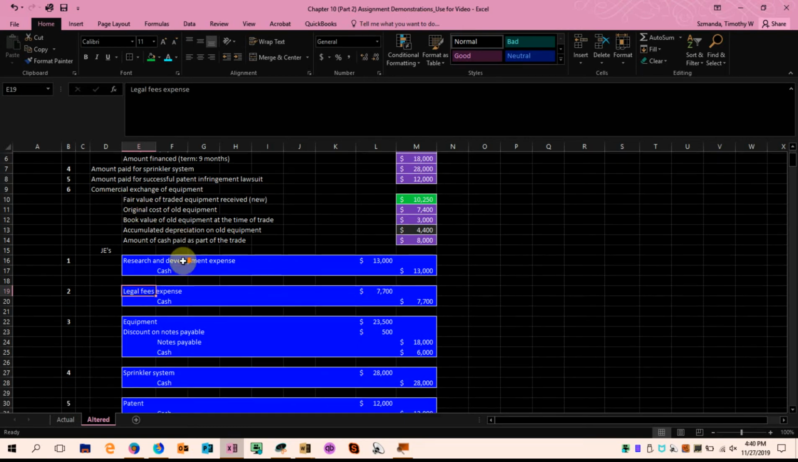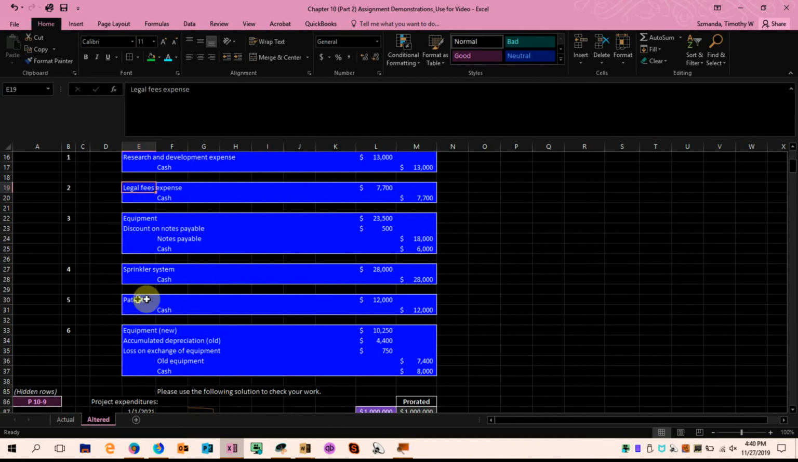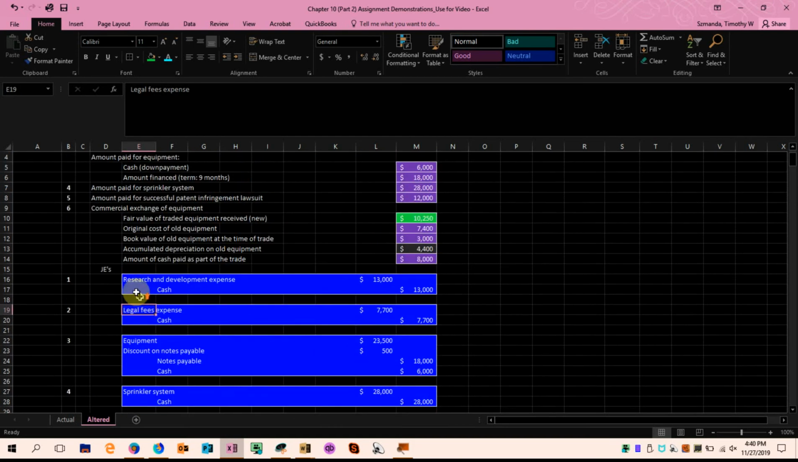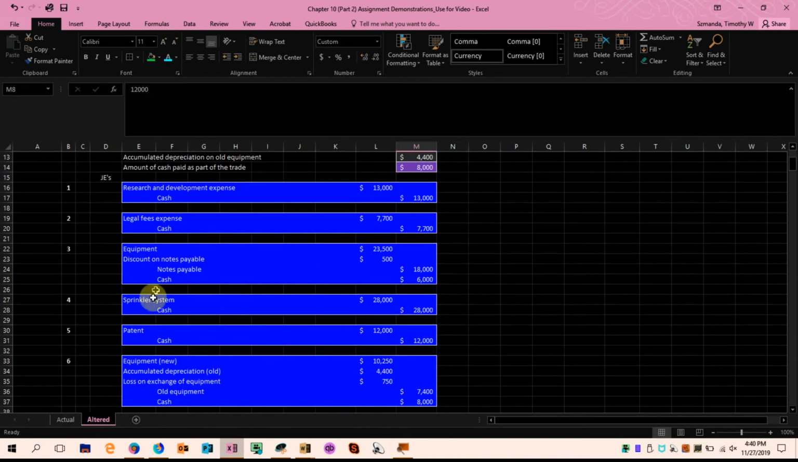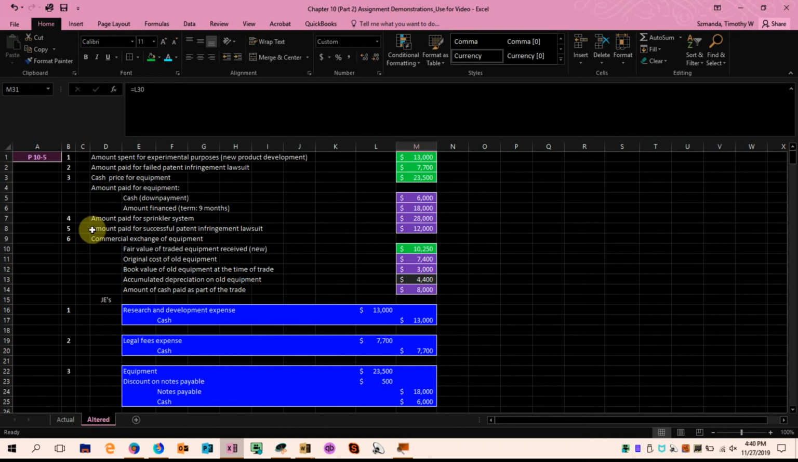Jumping down to number 5 for a minute. Here we have the same situation, but we won the case. Number 5, amount paid for a successful patent infringement lawsuit of $12,000. Here we are going to capitalize that lawsuit defense into the intangible asset of patent. So that'll add to the value of the patent by $12,000, and then we paid cash. So that covers 1, 2, and 5.